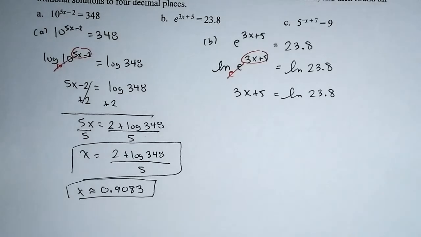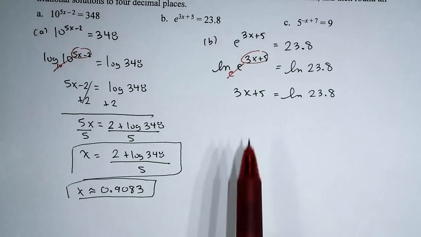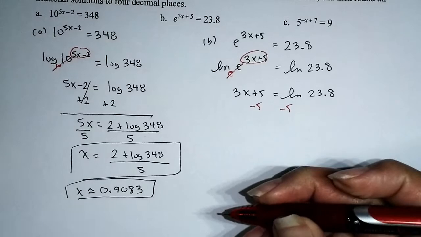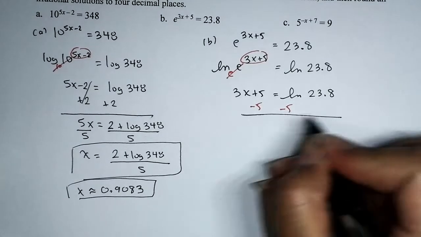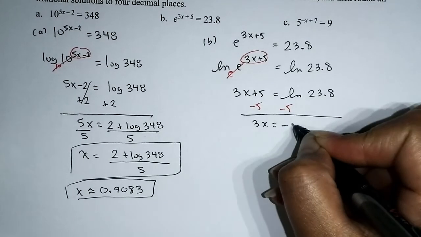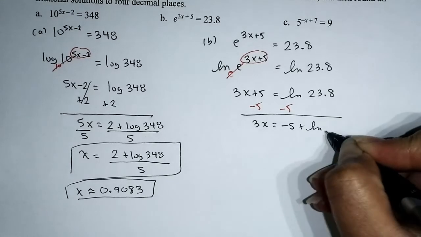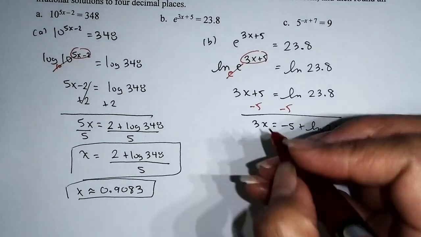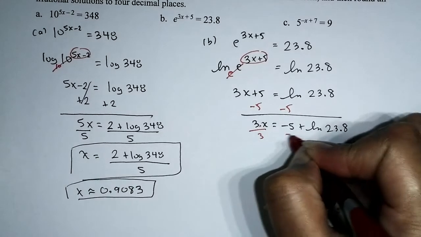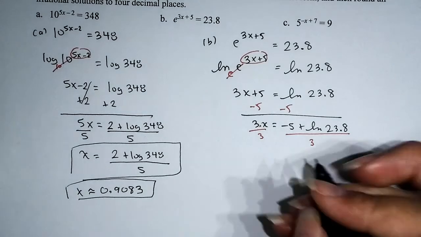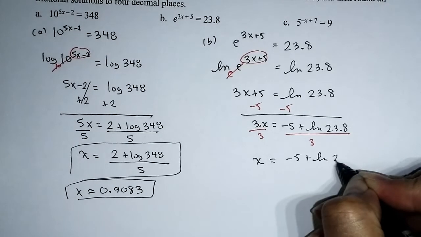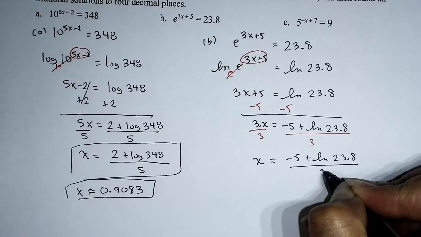Cool. Take our time, work your magic to isolate the variable term. Inverse operation of addition is subtraction. So we're going to go ahead and subtract 5 from both sides. And that will leave us with 3x is equal to negative 5 plus the natural log of 23.8. For the grand finale, to get rid of the times 3, let's go ahead and divide both sides by 3. And that will give us x equals negative 5 plus natural log of 23.8 over 3.